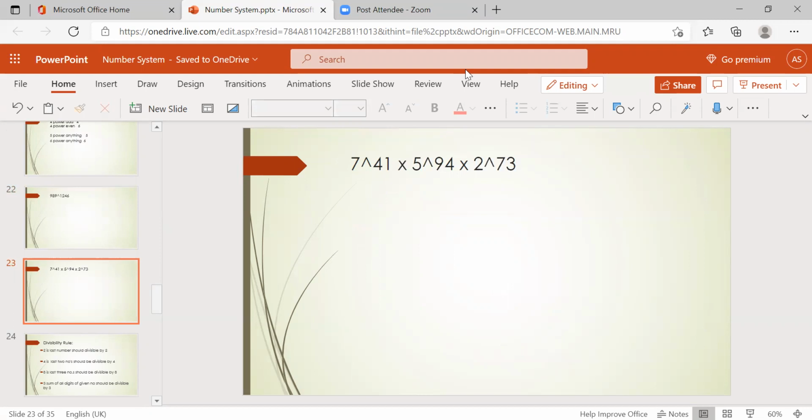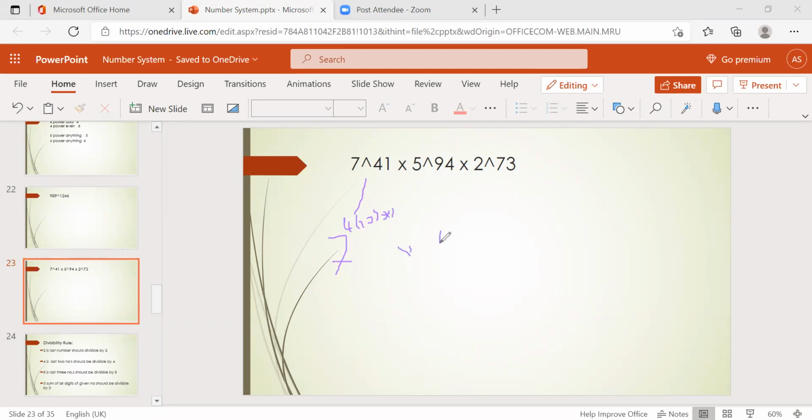See what is given: 7 power 41, 5 power 94, and 2 power 73. Then write 7 power 41. I said divide by 4, right? Divided by 4, you can write it as a multiple of 4: 4 into 10 is 40. So the remainder will be 1 here, right?